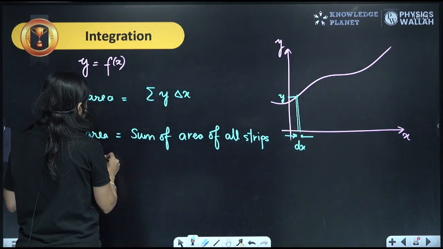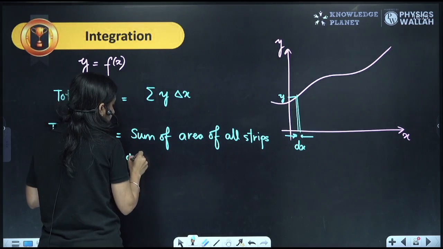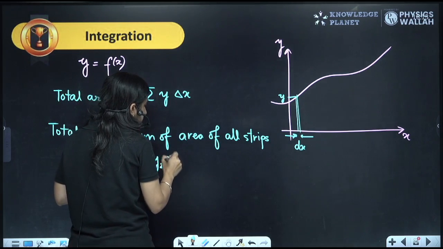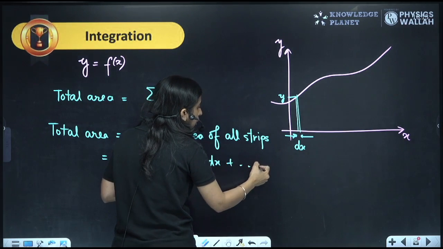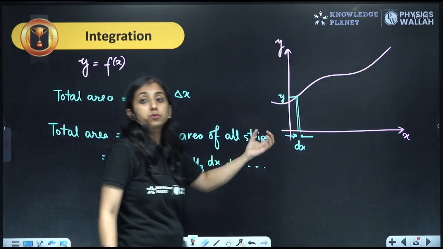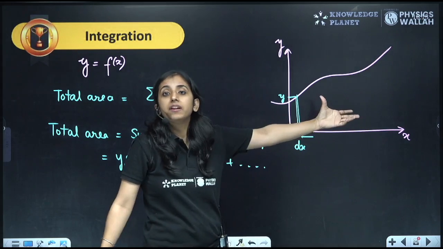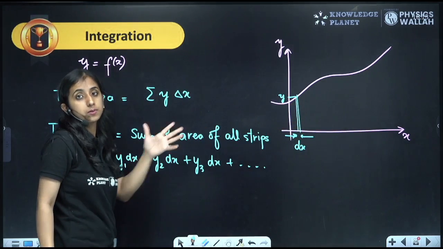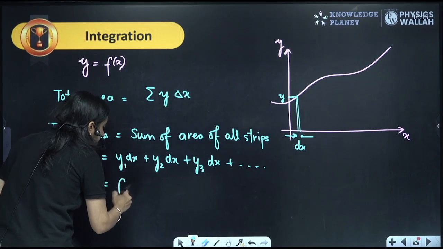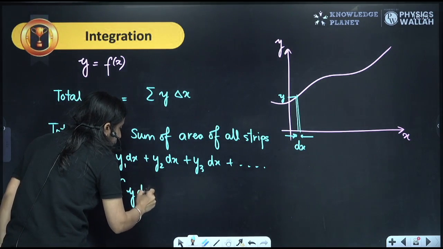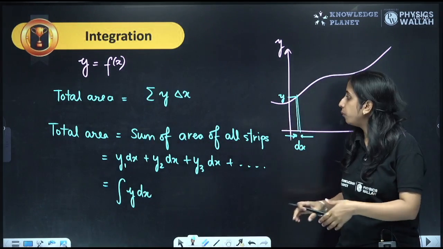So the first strip will have some value y1 into dx, then y2 into dx, then y3 into dx and so on, because these strips are of infinitesimally small width, and we will have an infinite number of such strips. So the total area will be the integration of y dx.